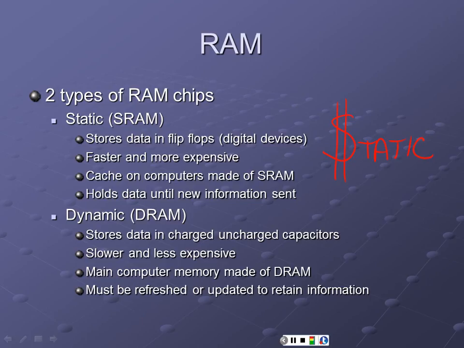When you buy a processor now, you have cache memory that comes with the processor. The cache memory is the static. So that's what kicks up the price of the processor. It's not as much the processor that's costing as much as it is the static memory that comes along with it. Everybody okay?